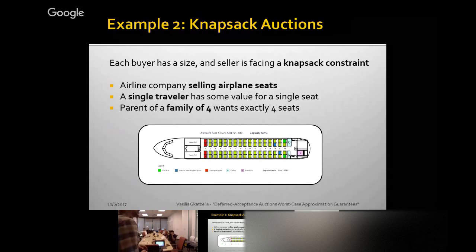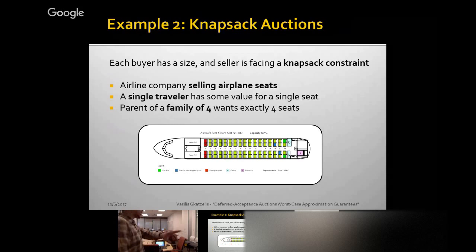Another example would be a knapsack auction, where you have a knapsack constraint. Think of a plane. Right? So people interested in a seat or 2 seats, maybe a family wants 4 seats in the plane. So everybody has a size, and you have a knapsack constraint. You cannot just fit everyone. You have to choose a subset of people to fit. And of course, you would want to maximize social welfare in the sense you want to fit the people that have the highest value. So this is exactly a knapsack problem. But now remember the added difficulty that you don't know these values. So it's harder than the knapsack problem because you need to incentivize people to tell you what these values are.